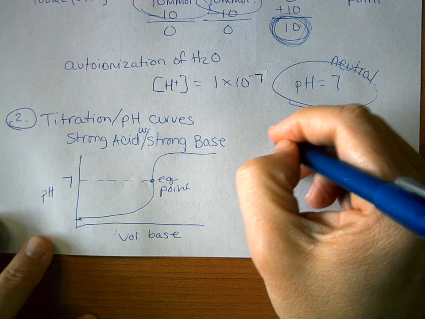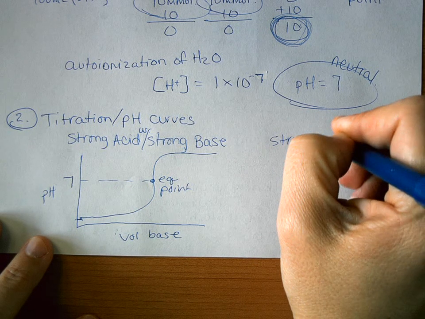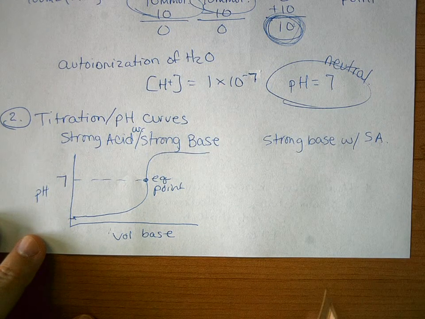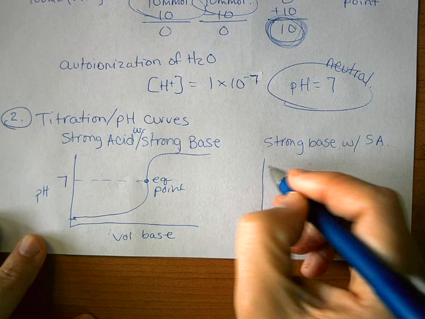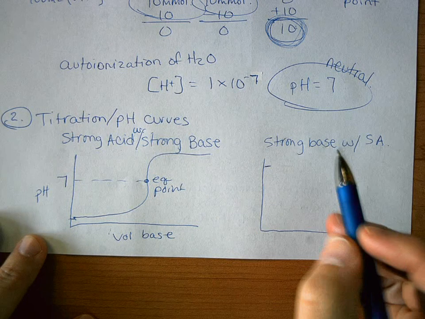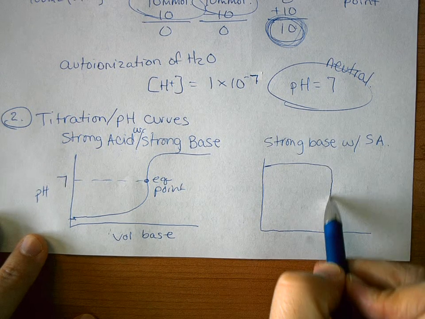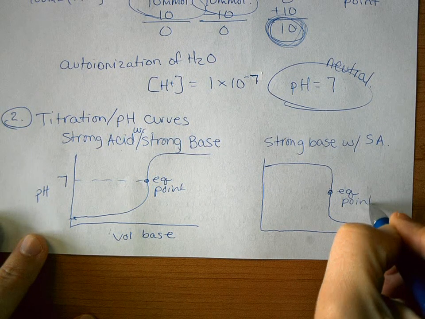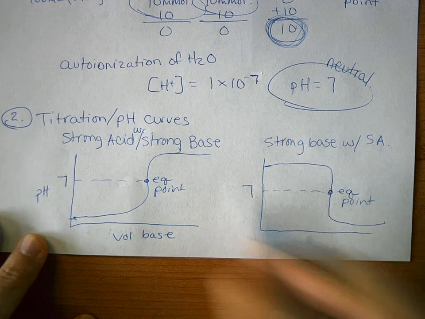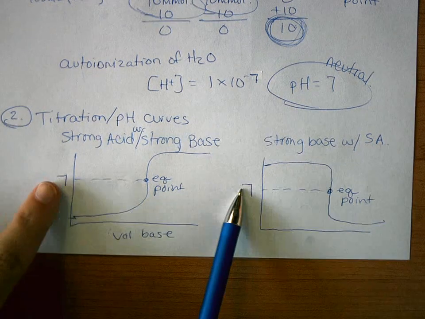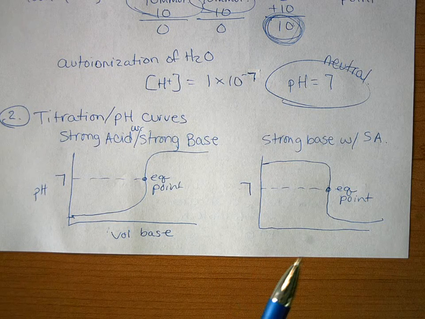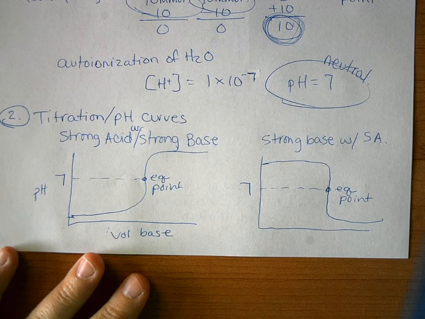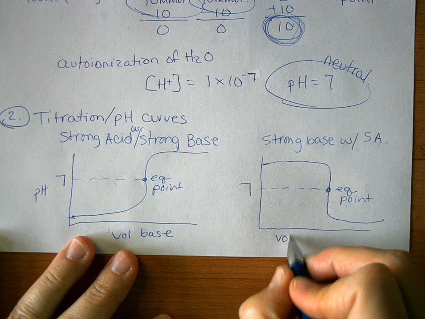If I have a strong base titrated with strong acid, then it's the same idea, it's just that my pH starts out higher because I start with the base in my flask and I add acid to it, and then my pH decreases. Right here is my equivalence point, and again that pH will equal 7. The equivalence point pH is only 7 when you've got a strong base and a strong acid titrating one another and you have the same amount of moles of both, then they neutralize one another and the pH is 7. This down here would be the volume of acid added.